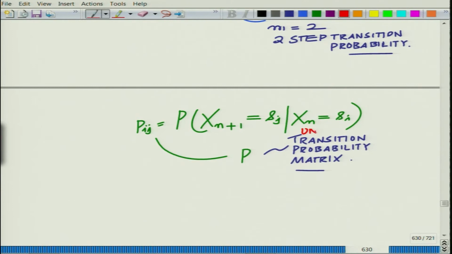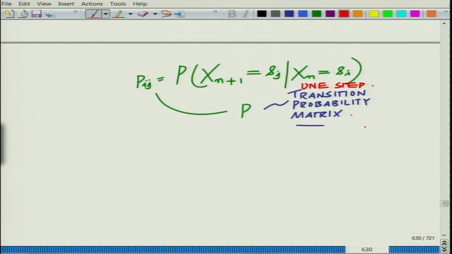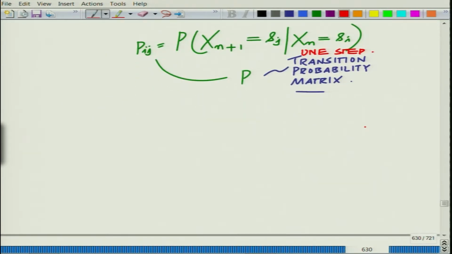We do not mention it explicitly. Whenever we say the transition probability matrix, by default it means the one step transition probability matrix. Okay. So, I think that is something that you would like to keep in mind. There is not any arbitrary number of steps, but this is the one step transition probability from which we can derive the n step transition probability matrix, as we are going to see.